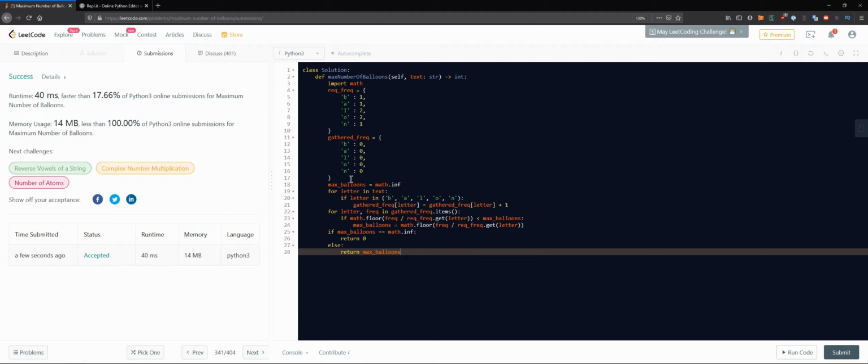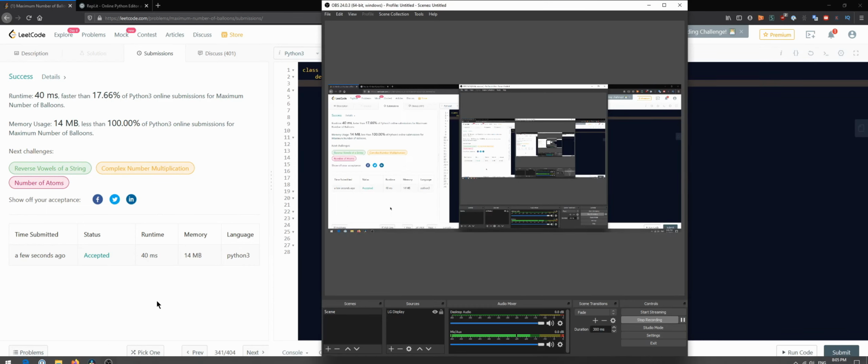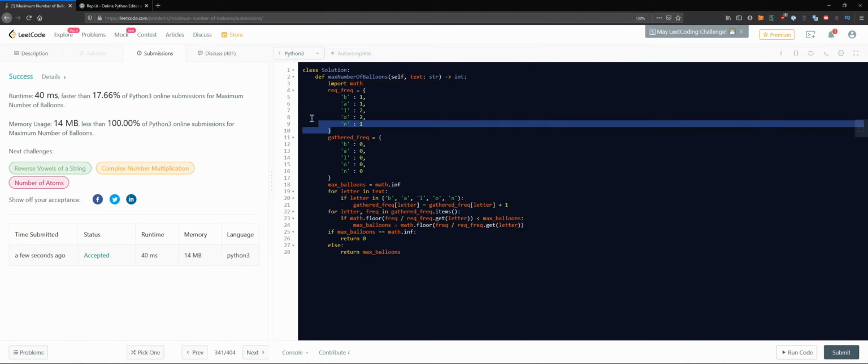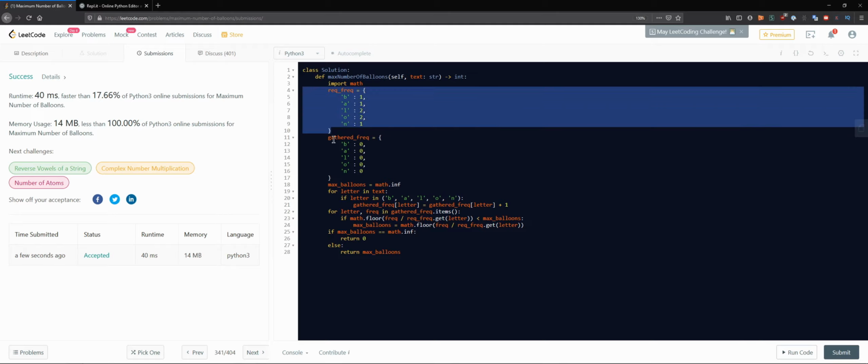How we actually implemented this algorithm in the end was having a couple of interesting things. First of all, you have the required frequencies. What do they say? They mean that for each character in the word balloon, there is a frequency to that character. So we know that the letter A comes one time in the word balloon, the letter L you can find 2 times, and so forth. And those are necessary for what happens later.